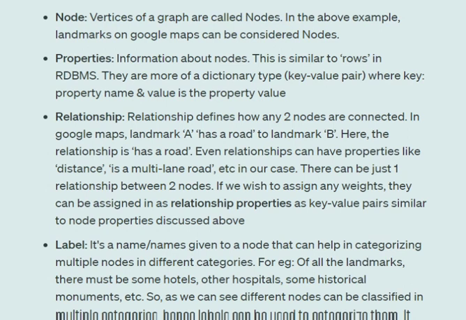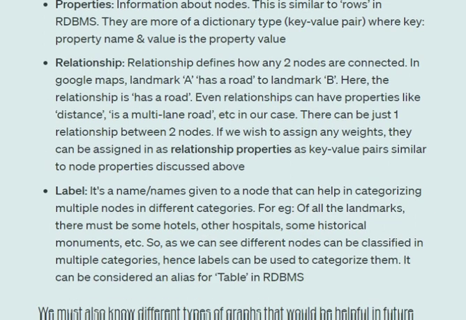Just remember this. Label: a label is a name or multiple names that can be given to a node to help categorize it into different categories. For example, as I told you, on Google Maps you have multiple landmarks. Some would be hospitals, some would be hotels, some would be historical monuments, etc. These are the labels, the names that we give to the nodes for grouping purposes.